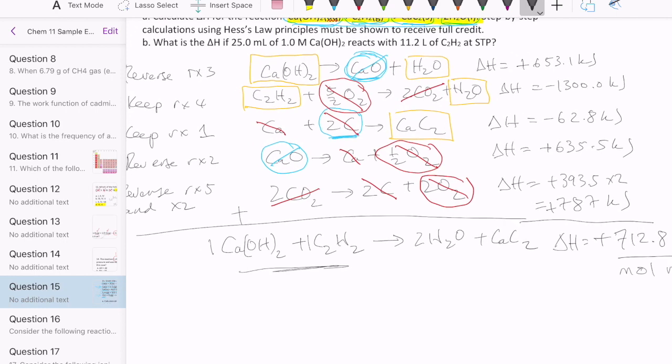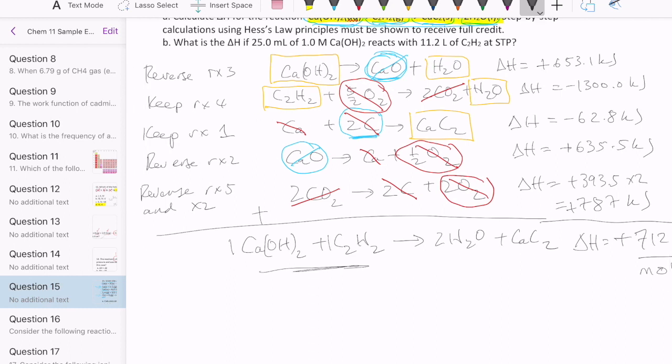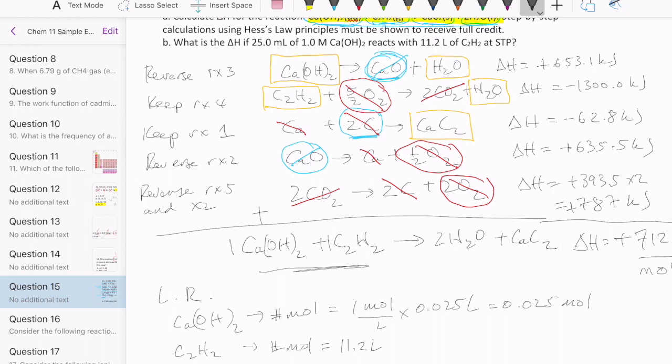So to do that, we're going to have to figure out our limiting reactant, right? Just like we would figure out calculations with stoichiometry. So let's do a limiting reactant calculation. So for CaOH2, I need to find its number of moles. And the number of moles is just going to be 1 molar times 0.025 liter. And that's just 0.025 moles. That's for CaOH2. And for C2H2, because it's a gas, it's given in this case as volume, 11.2 liter, but they tell you that it's STP, and if you remember at STP, all gases have a volume of 22.4 liter if there's 1 mole of them. And so that leaves you with half a mole of that gas.